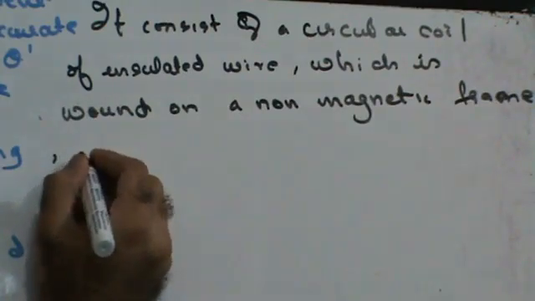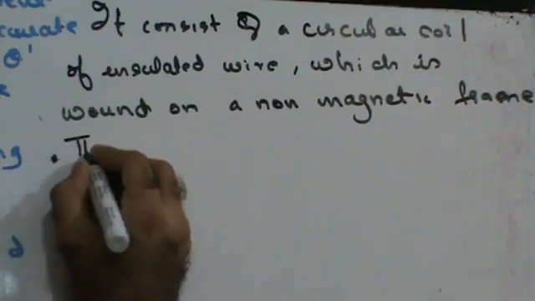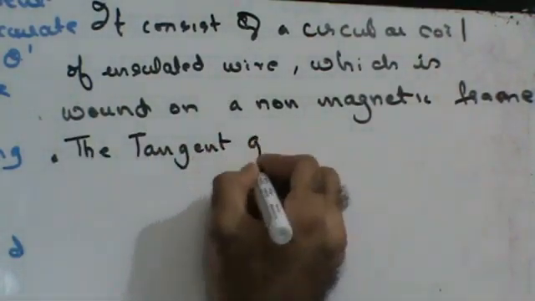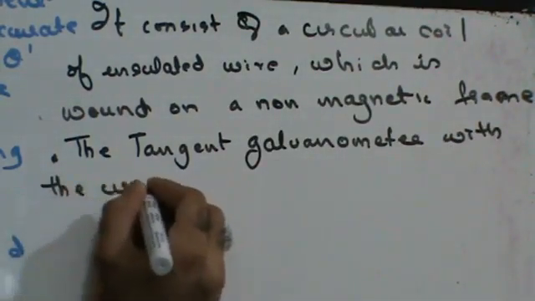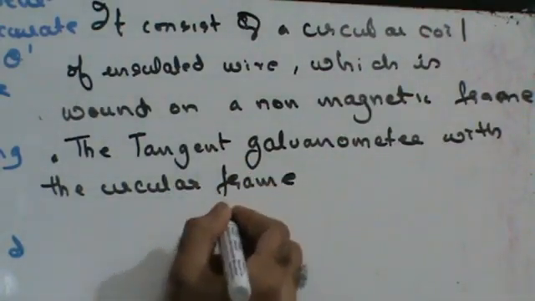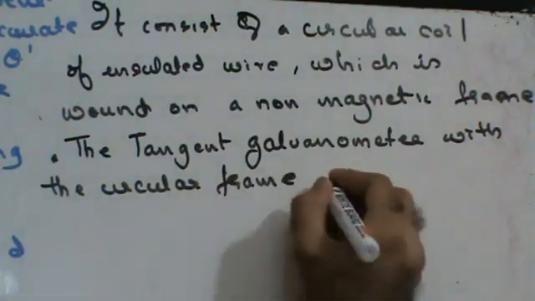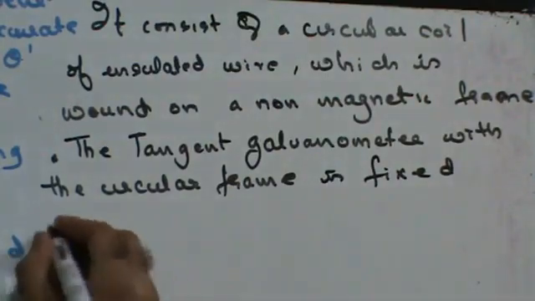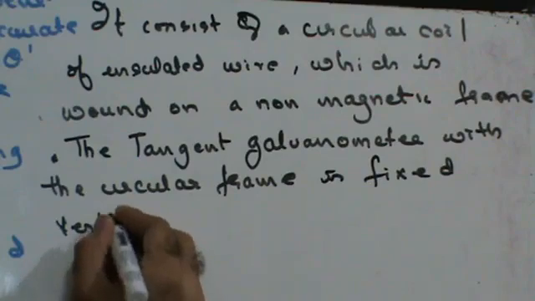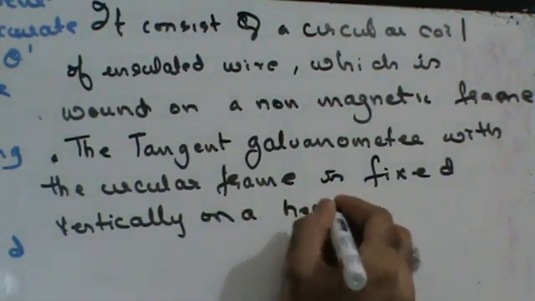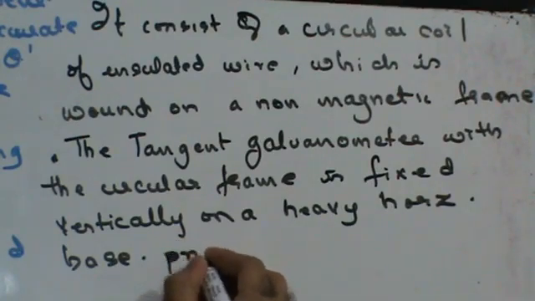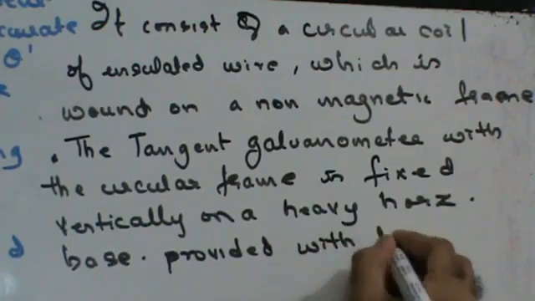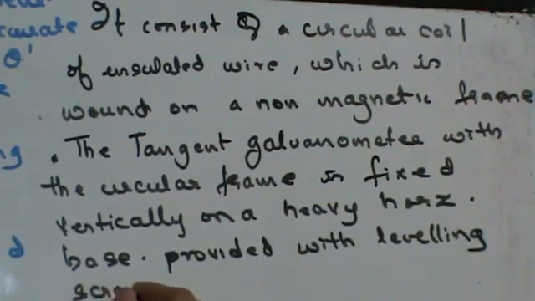The tangent galvanometer with the circular frame fixed vertically on a heavy horizontal base provided with leveling screws. The frame can be rotated about a vertical axis.